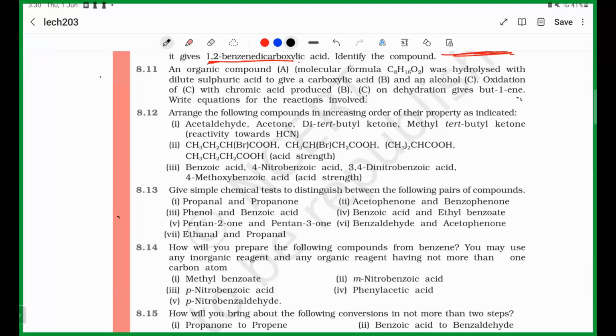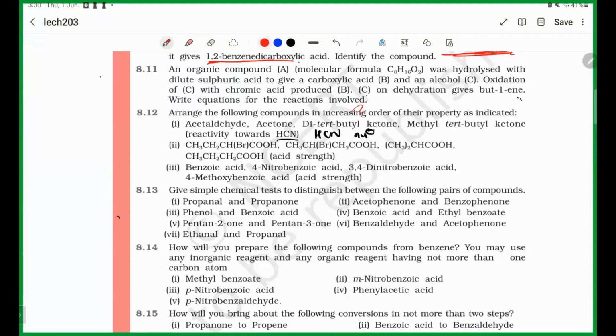Arrange the following in increasing order of the property indicated. You have to look at the decrease in plus I effect of the alkyl group, and you should consider the steric hindrance as well. If you look at it as a nucleophile attacking the carbonyl group, the rate of reaction will be determined by how electrophilic the center is. That is determined by both steric and electronic factors. So you know that diethyl tertiary butyl ketone is very sterically hindered.